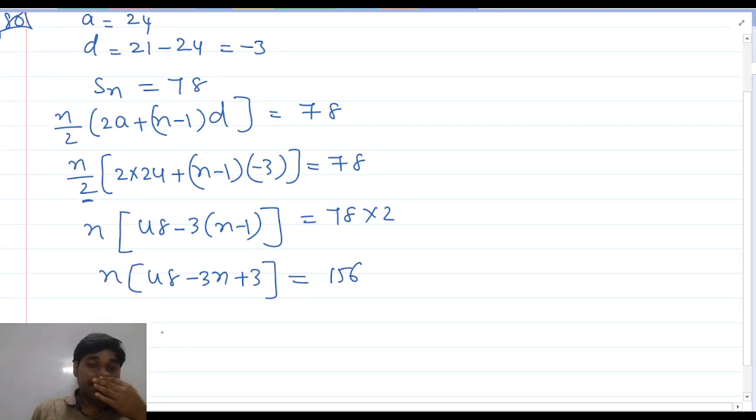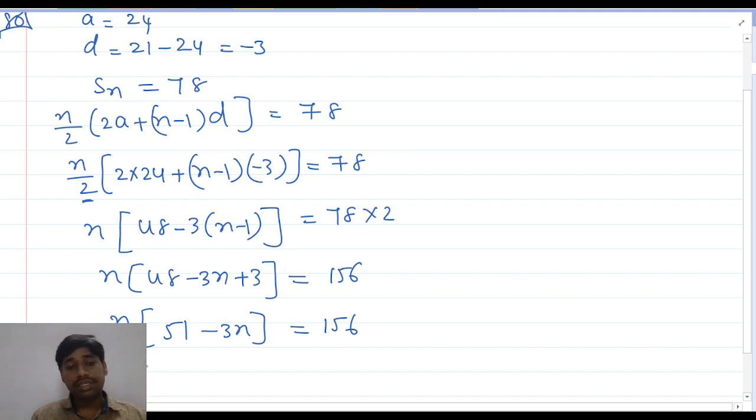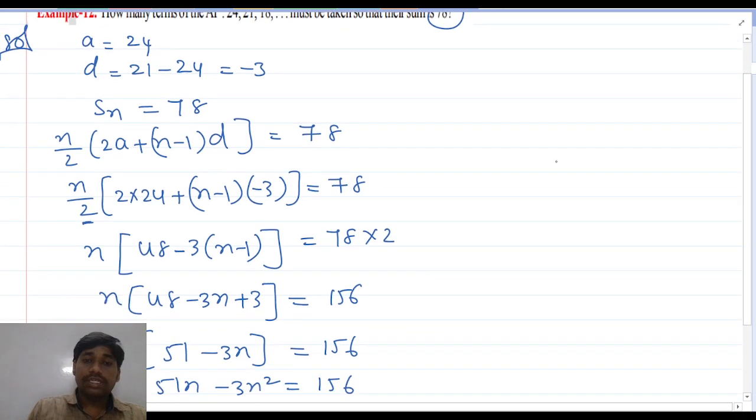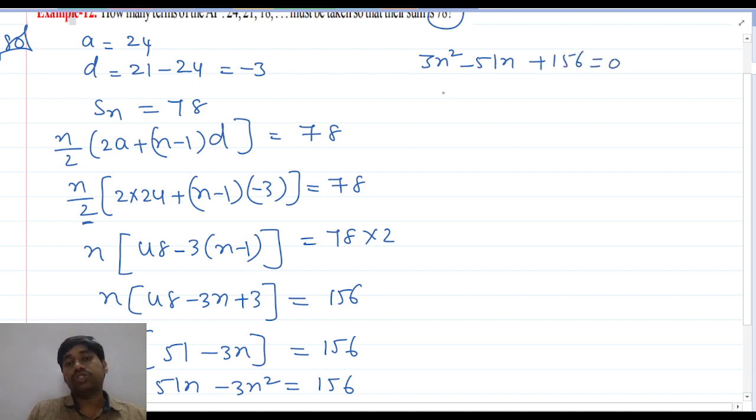Okay, then do one thing: n of (3 plus 48 minus 3n), that is n times (51 minus 3n), which is equal to 156. Multiply inside: 51n minus 3n square is equal to 156. So it is one quadratic equation, right? To solve this quadratic equation, we will take the LHS value to the RHS: 3n square minus 51n plus 156 is equal to 0.